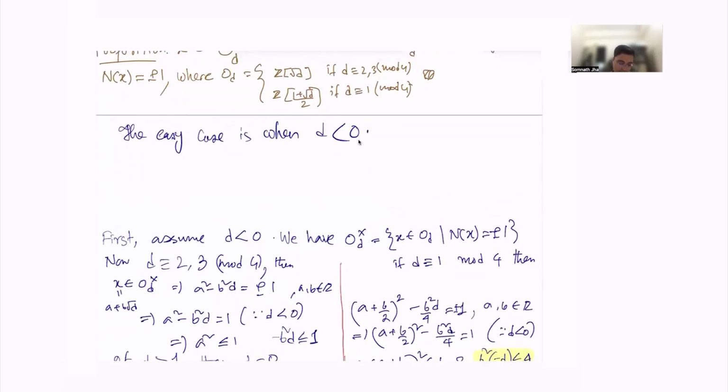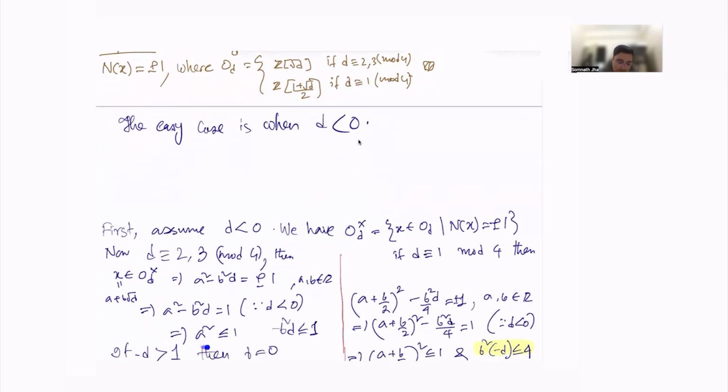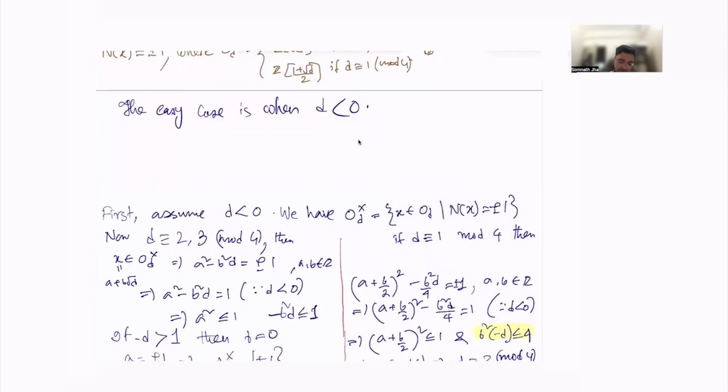So now again, this is an integer, a squared is a positive integer, and minus b squared d is also a positive integer. And their sum is equal to 1. So both integers must be less than or equal to 1. Sum of two positive things is equal to 1, so a squared must be less than or equal to 1, and minus b squared d, that also must be less than or equal to 1.